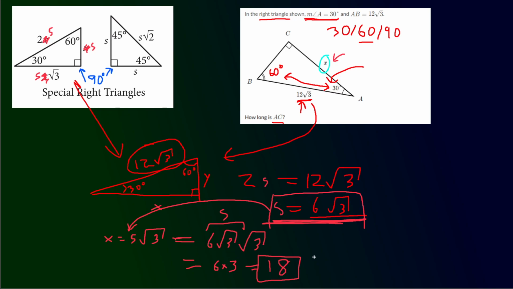Okay, careful. That one's tricky. The key was to notice that this x and this x in this picture were not the same. So if you're using x in the picture here, don't use x in the picture there. Use a different letter in this picture for the special right triangle. Very important. Okay.